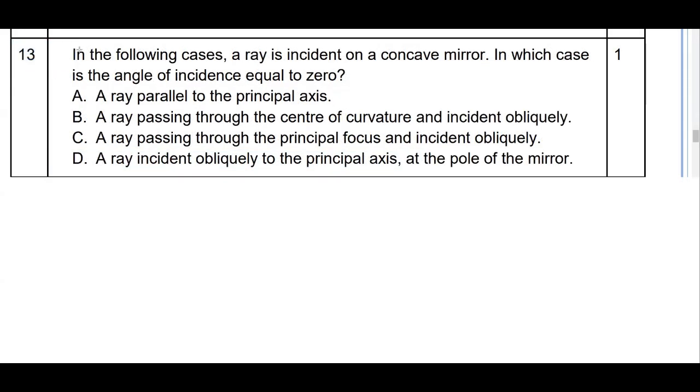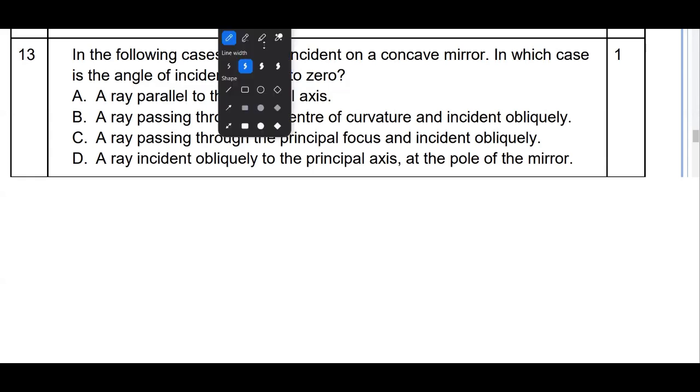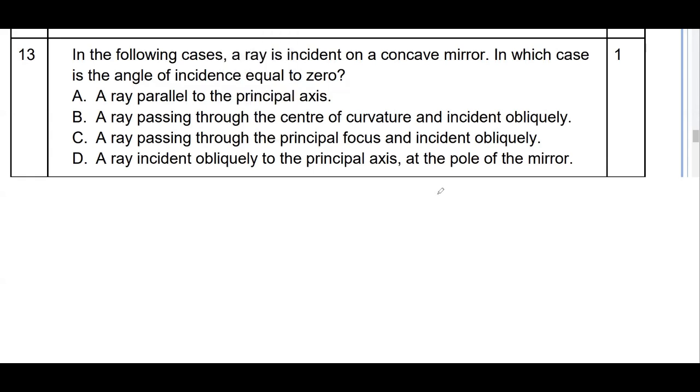Question number 13 says, in the following cases, a ray is incident on a concave mirror; in which case is the angle of incidence equal to 0? So when is the angle of incidence 0? That means when it is along the normal. So let's say this is a concave mirror, and the back side is shaded. The reflecting surface is on the left, facing left.